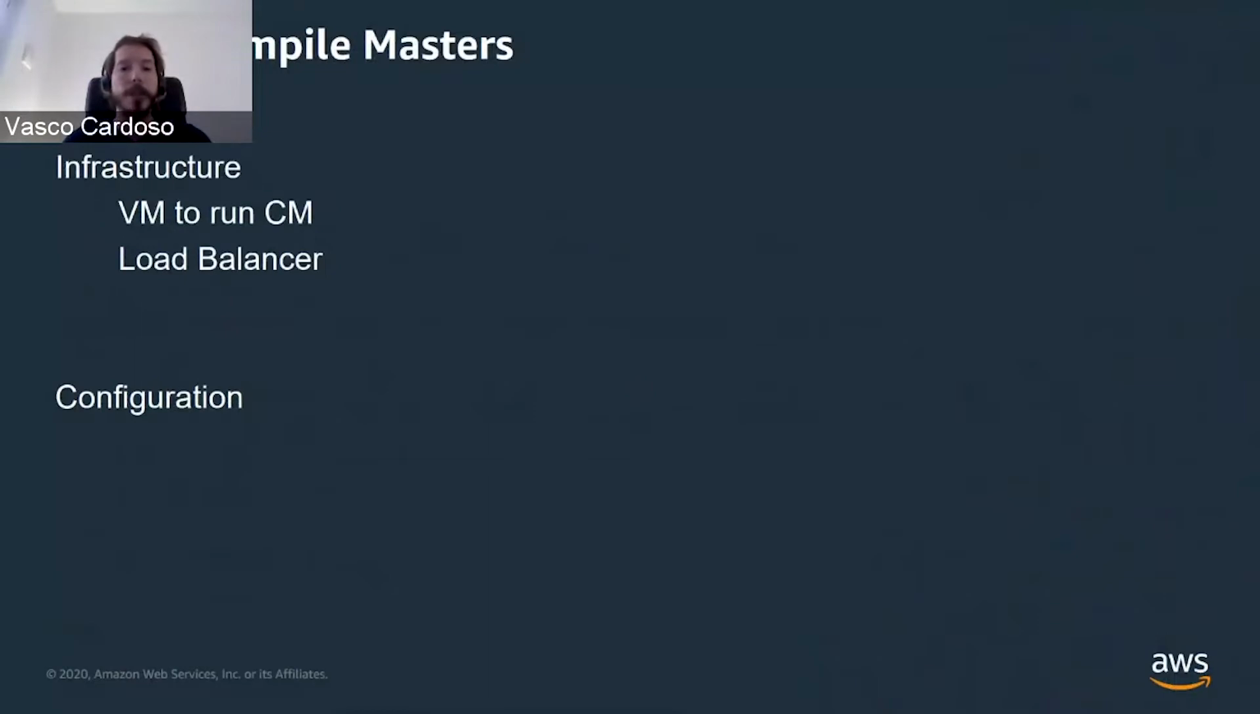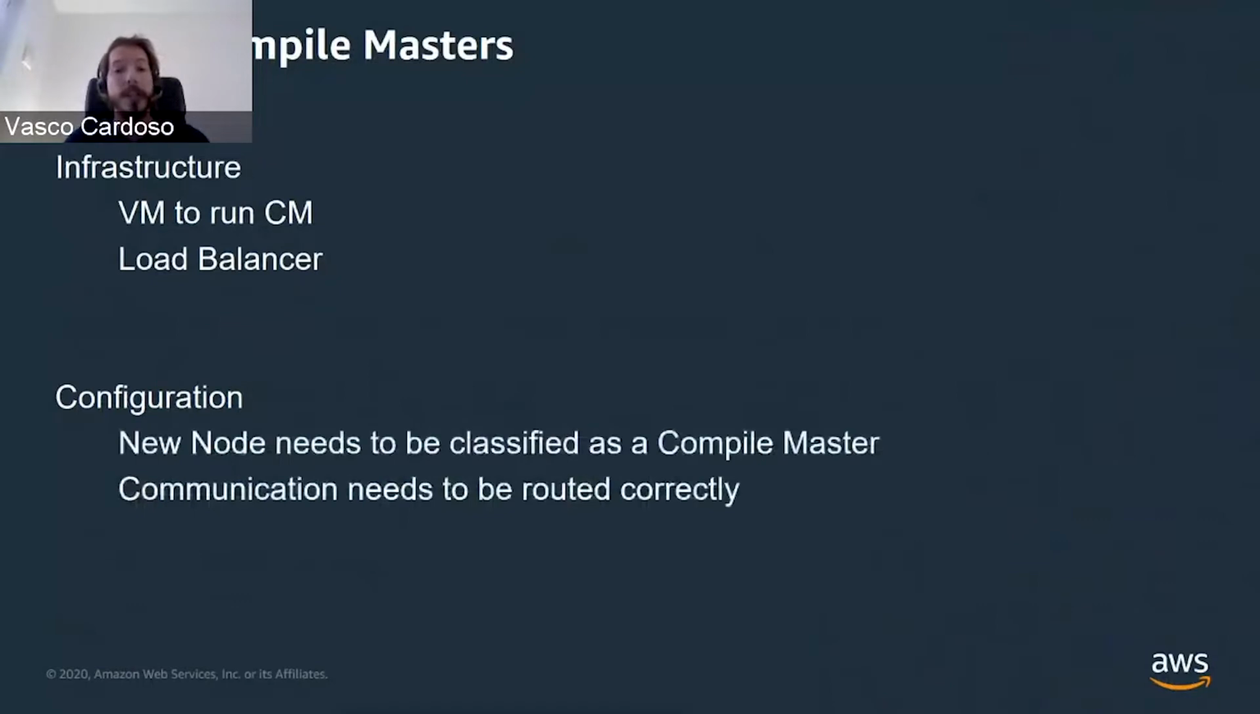Now, the second step is to actually configure the master of masters so that the new node is correctly classified as a compile master, and the communication between the nodes, the compile master, and the master of masters can all be routed correctly. But let's break this down into actual steps.